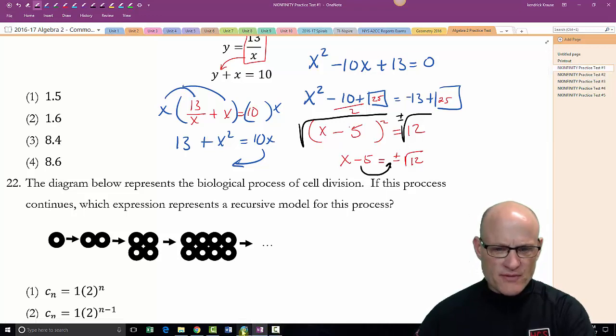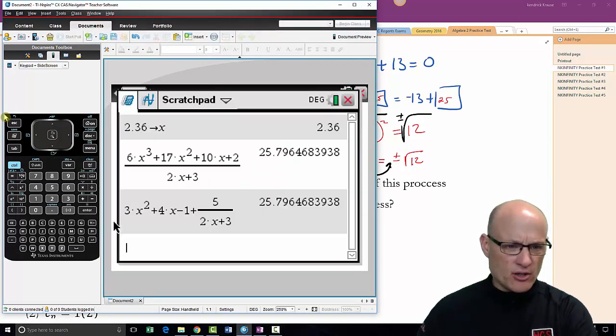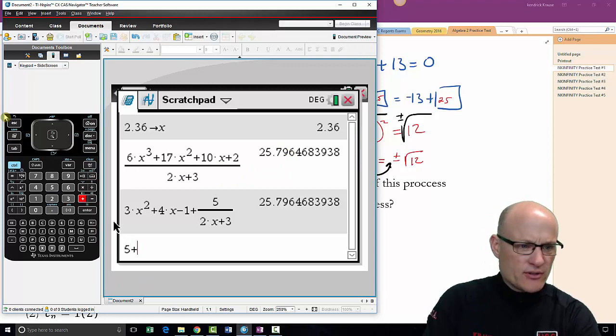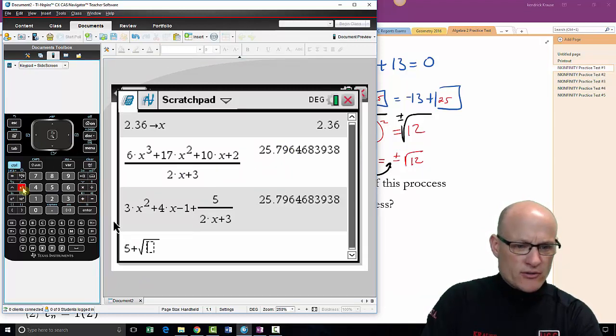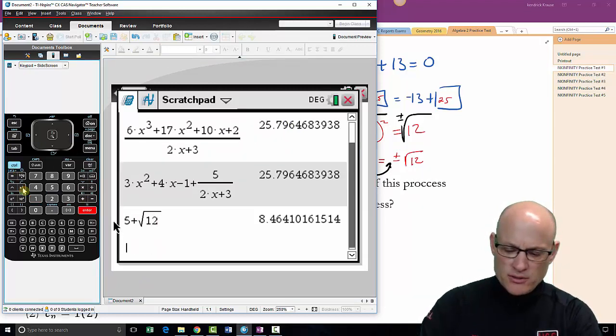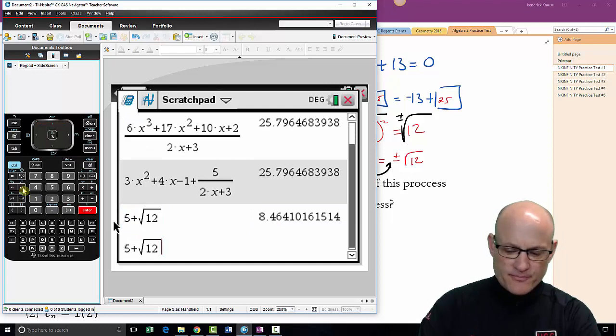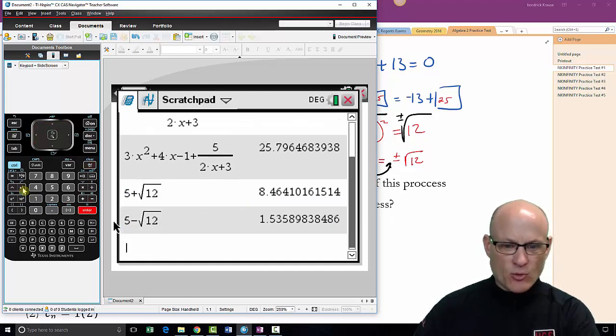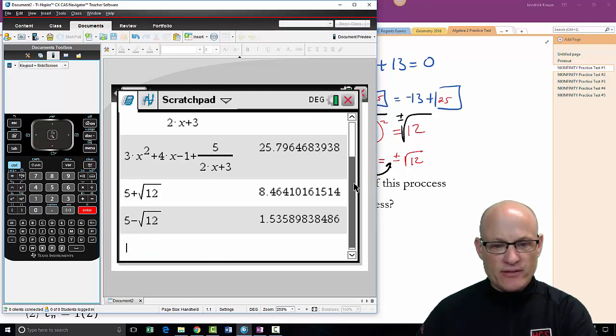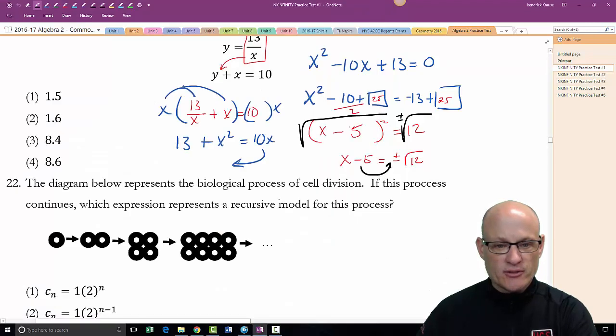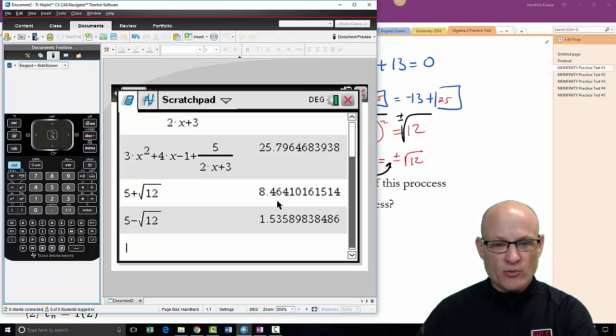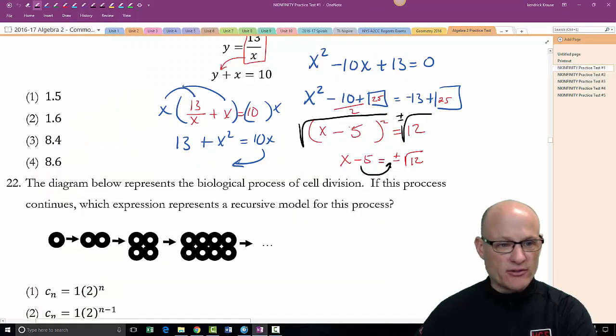So if I go to my calculator and I go 5 plus the square root of 12, that's one of my answers. And that's my other. 1.535 and 1.46. Or 8.4. Whoa. We got some issues here, kids.